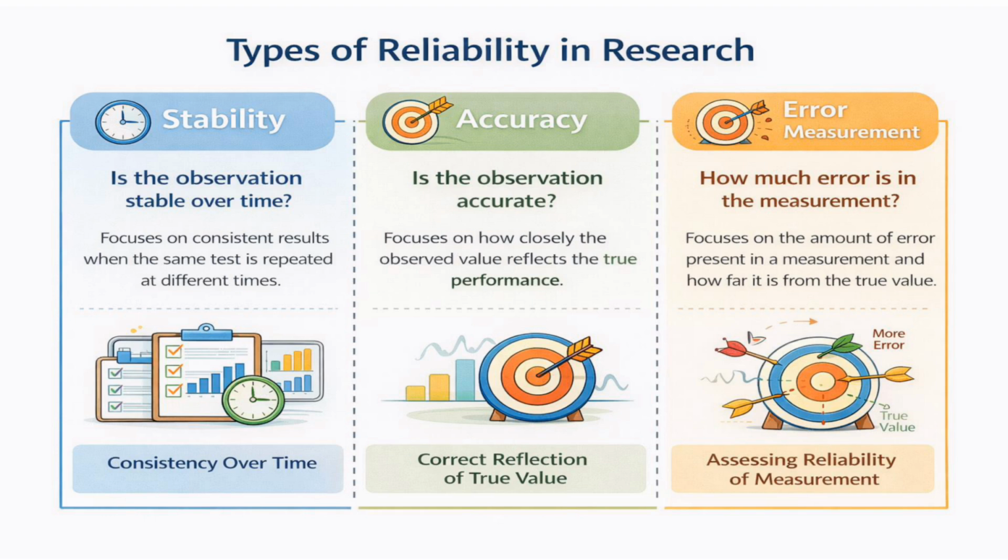Now think of a weighing scale that is always 2 kilograms off. That error pushes the measurement in one direction every time. This is systematic error, and it seriously harms reliability. The more error we have, the further we move away from the true value, the less reliable our measurement becomes. This is why reliability is often defined as the relative absence of measurement error.